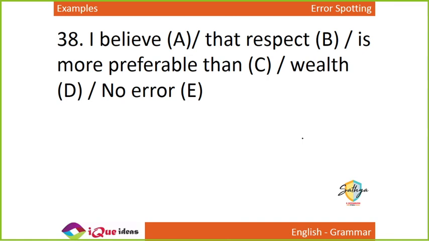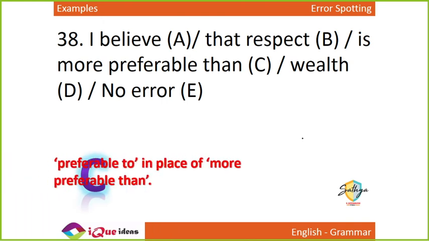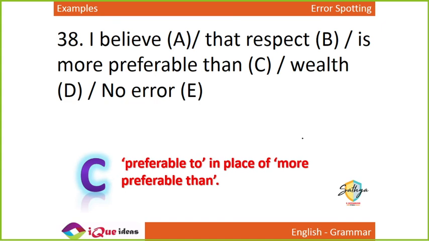Many are saying remove more. I believe that respect is more preferable than wealth की जगह पे I believe that respect is preferable than wealth. The error still remains. We do not say preferable than, we say preferable to. A is preferable to B, or A is preferred over B. With preferable, you do not use the conjunction than. I believe that respect is more preferable to wealth.